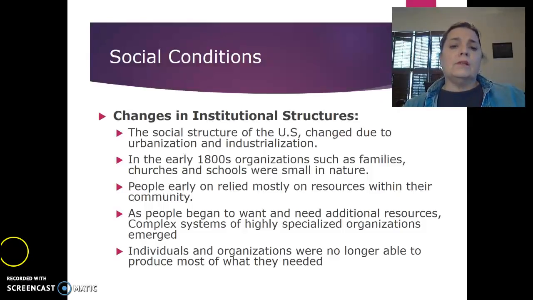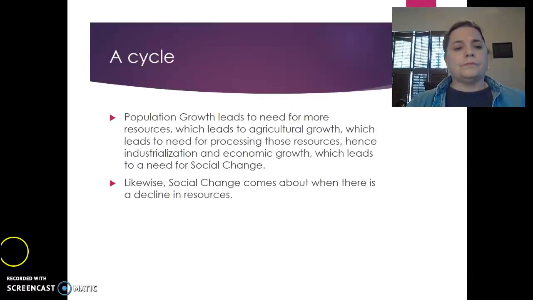Individuals and organizations were not the only thing people needed. They were no longer able to produce exactly what people needed. Population growth leads to a need for more resources, which leads to a need for agricultural growth, which leads to a need for processing those resources and industrializing, which then leads to economic growth, which leads to social change. And we also know the other relationship between people and social change is that when people don't have the resources that they need, then social change becomes much more necessary, and this is when social work comes in.